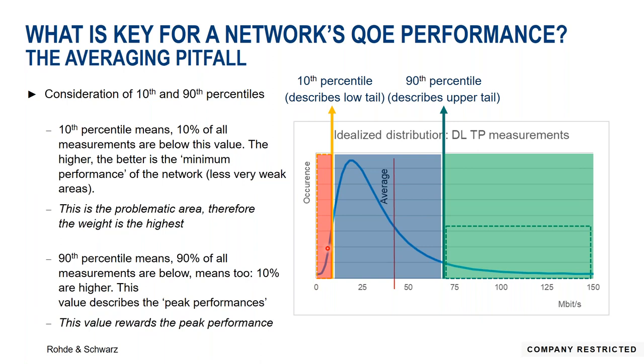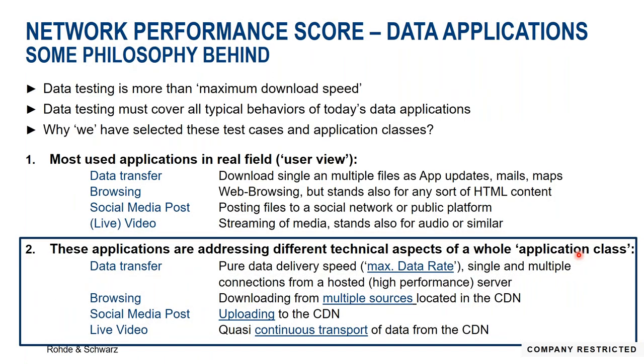So all these scores are weighted differently, and these weightages are actually fixed by the ETSI standards. These cannot be changed according to what the user wants, these weightages for the different KPIs, I mean. So you can see that the testing is really more than just maximum download speed, but it is covering all the different things, the percentiles that we're looking at.